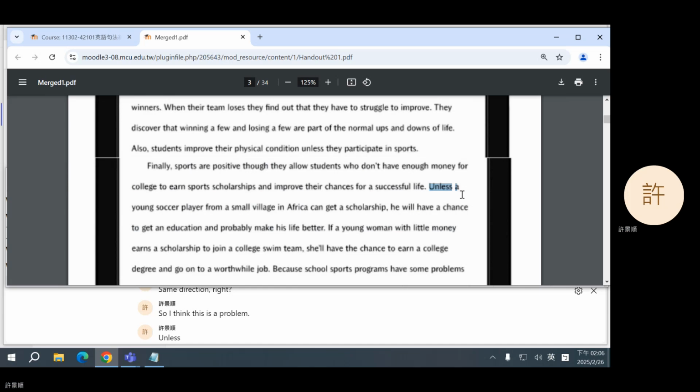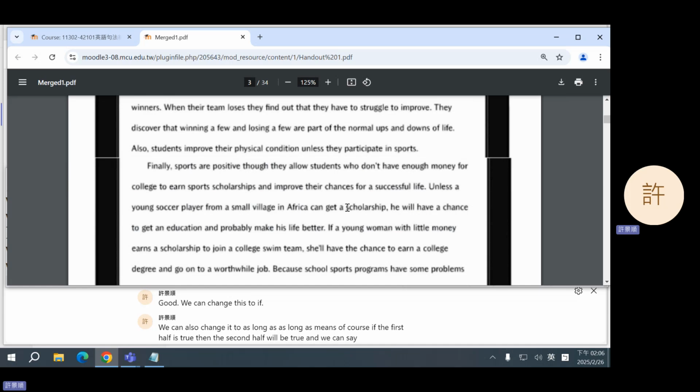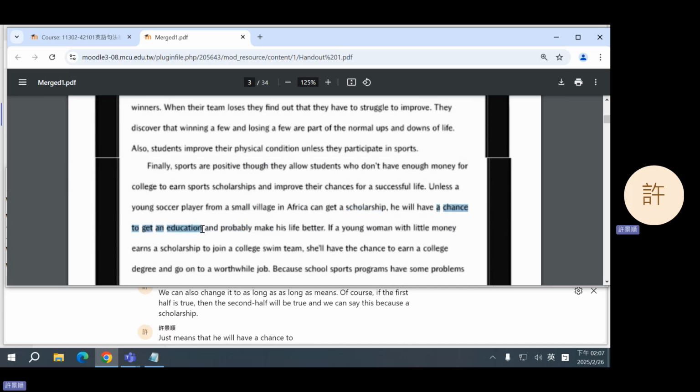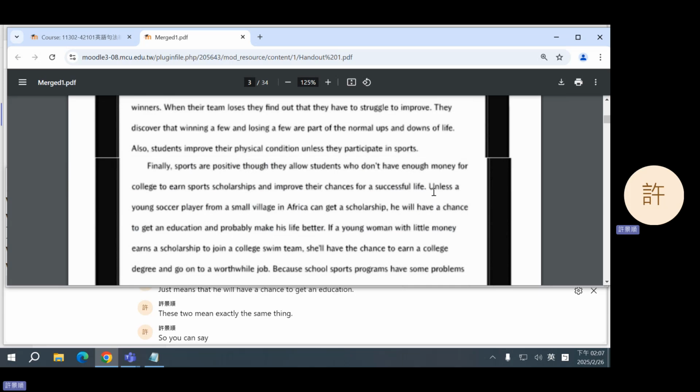Unless. Good, we can change this to if. We can also change it to as long as. As long as means, of course, if the first half is true, then the second half will be true. And we can say this because a scholarship just means that he will have a chance to get an education. These two mean exactly the same thing. So you can say if or you can say as long as.